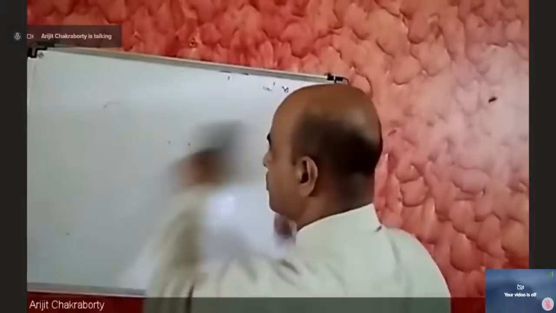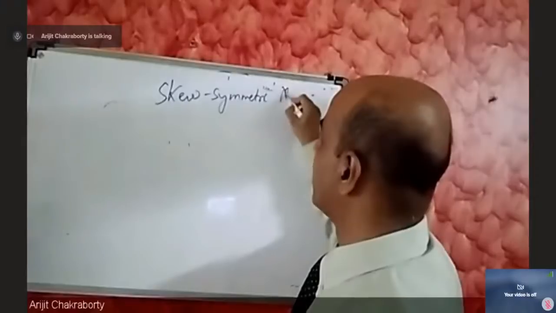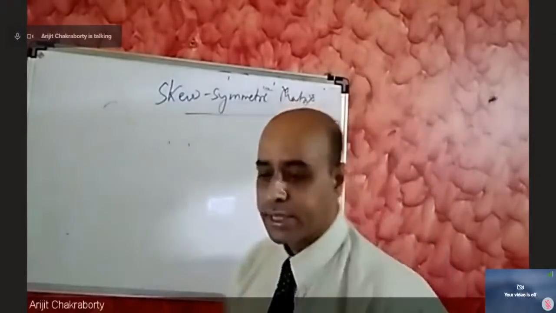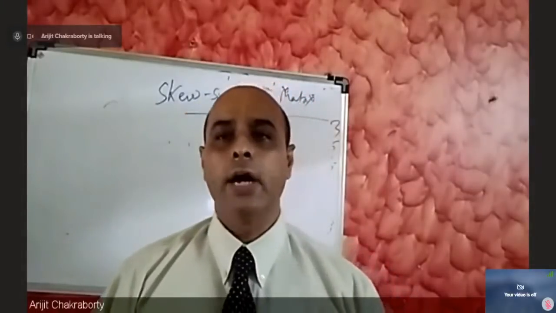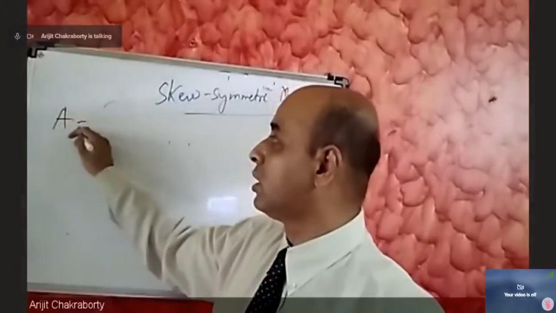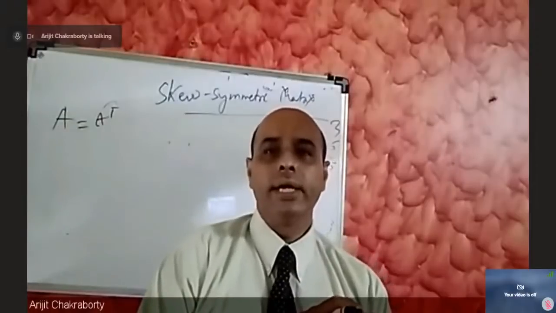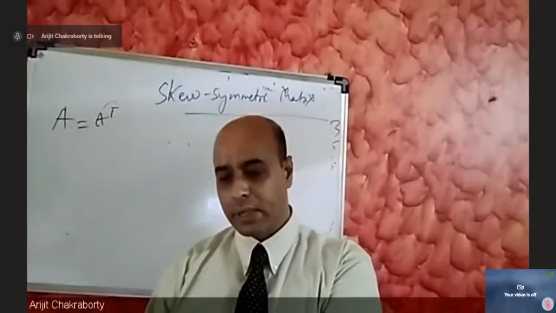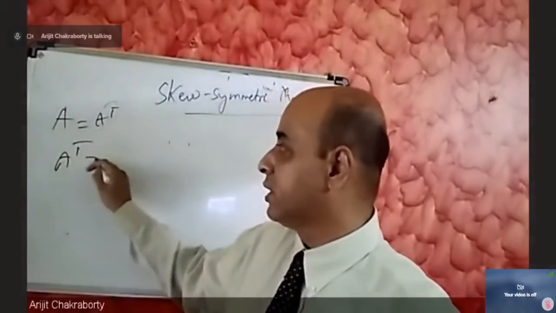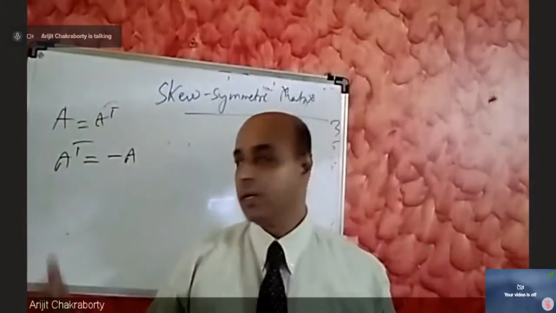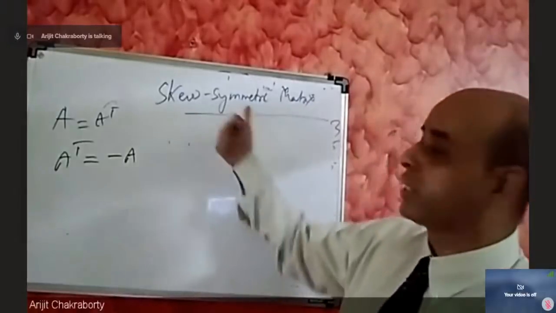Skew symmetric matrix. Okay, skew symmetric matrix. Symmetric matrix we saw is a matrix which is equal to its transpose. Symmetric matrix is a matrix which is the same as its transpose. But if there is a situation where the transpose of a matrix is equal to negative of the matrix, A transpose equal to minus A, then it is called skew symmetric matrix.